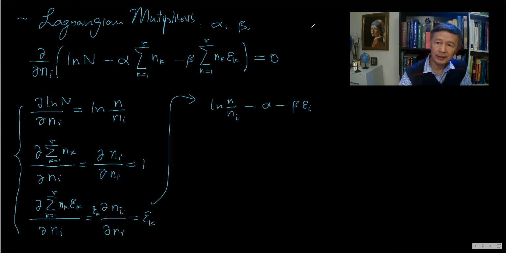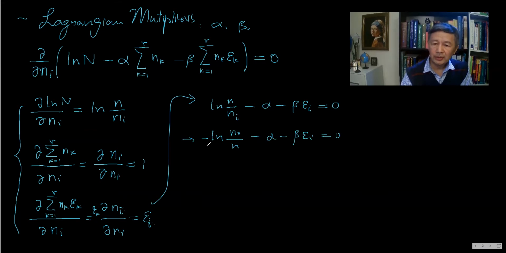Let's be careful. This should be i, not k, because if k is not equal to i, it should be 0, so this term vanishes. Only i is left, so that is consistent now. And these three terms must be equal to 0. Now, before we go on, can we rearrange that as a negative: log of ni over n equals minus alpha minus beta epsilon i.